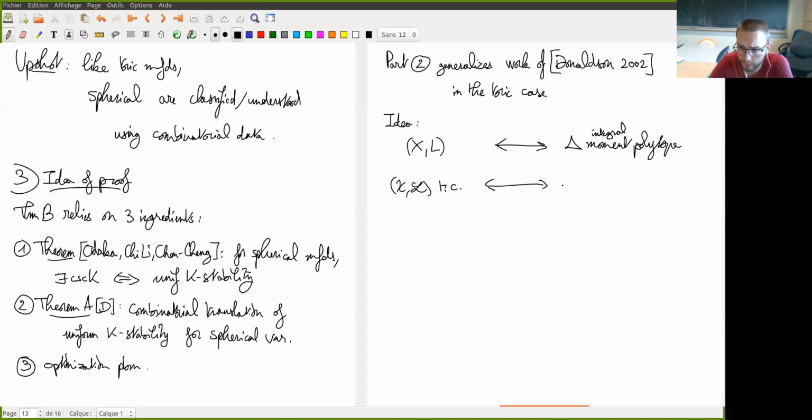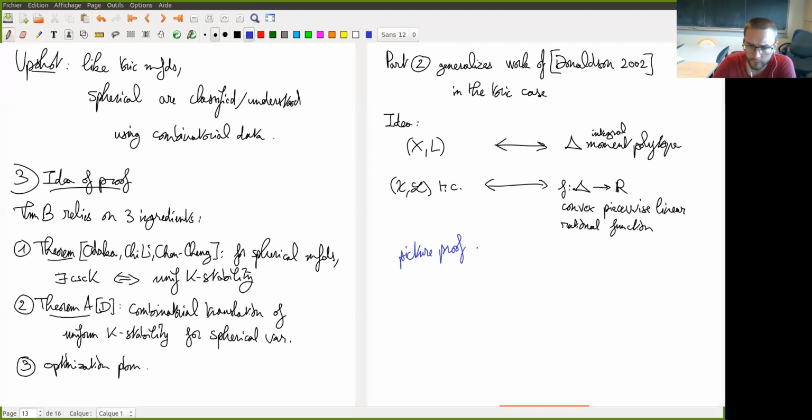And on this side of the story, it corresponds to a function on the polytope, which is a convex piecewise linear rational function, which means that it behaves well with respect to the integral structure. And that correspondence is quite visual. I mean, you start from the moment polytope of the toric variety, the initial data, then you want to say something about the test configuration.